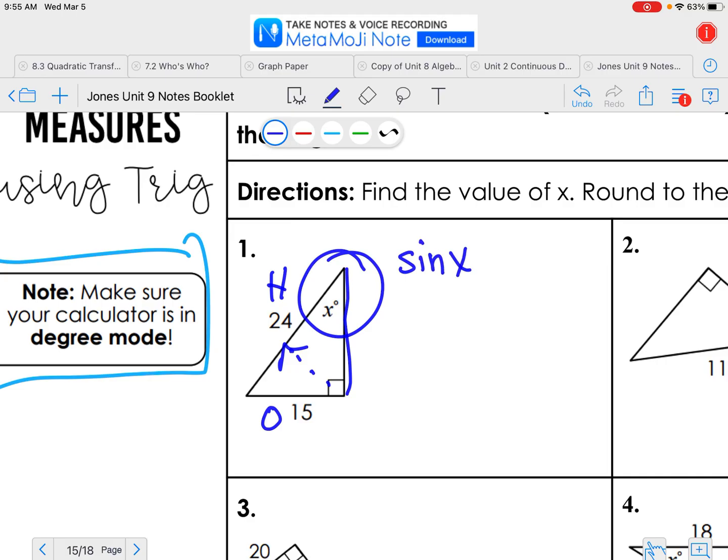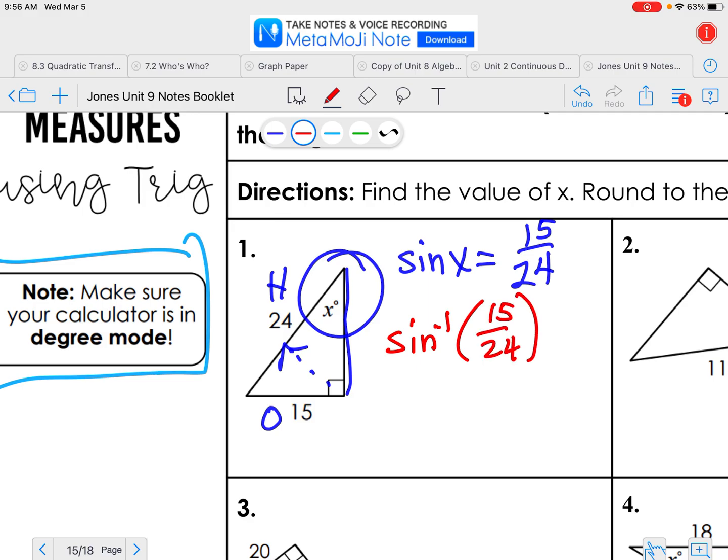Which trig function uses opposite and adjacent? That would be sine. So the sine of this angle that we don't know is opposite over hypotenuse. So we want to find the inverse sine, that's that little -1, of this.